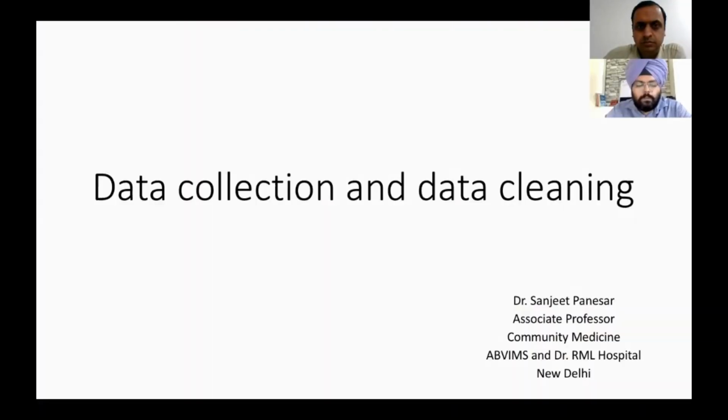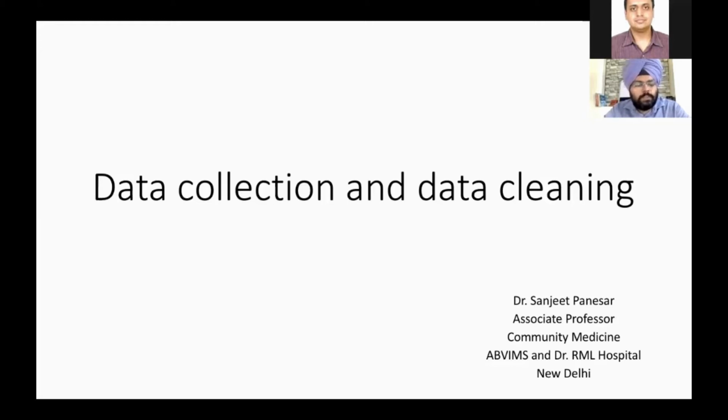Today's lecture, as sir already introduced, is on data collection and data cleaning. Let's straight away go to the lecture. It's an important topic for all of us because we have to come across it in research in one way or the other, either as a faculty or as a mentor or as a student. So we usually consider that data collection will be just done on Excel or some software, or we'll just collect the data regarding these all things when we design the protocol or the questionnaire.